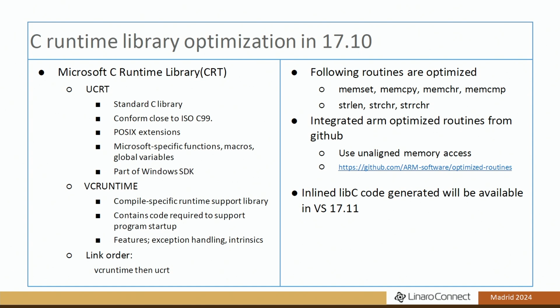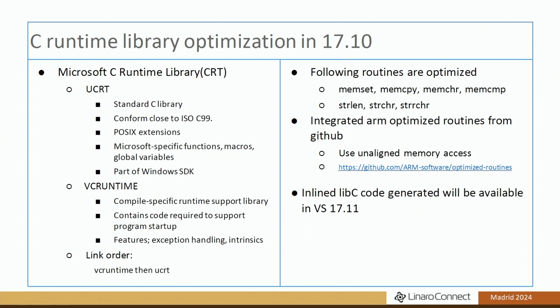The last one that I will talk about is the C runtime optimization. This is done in 17.10. For historical reasons, Microsoft has split the C runtime library into two parts. The first part is called UCRT, or Universal C Runtime, which contains the standard C library, and it's part of the SDK. The second one is called VC Runtime, which is compiler specific, and it contains certain code that is important for program startup and some other features like exception handling or some intrinsics.